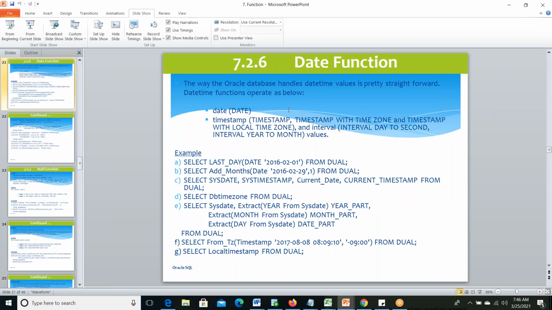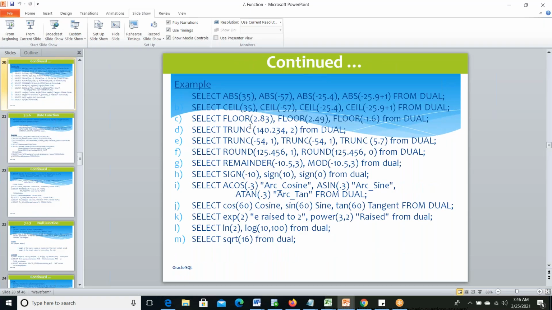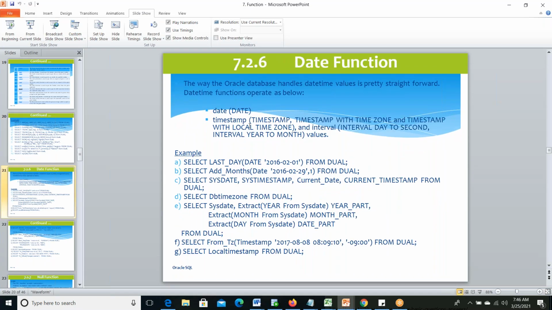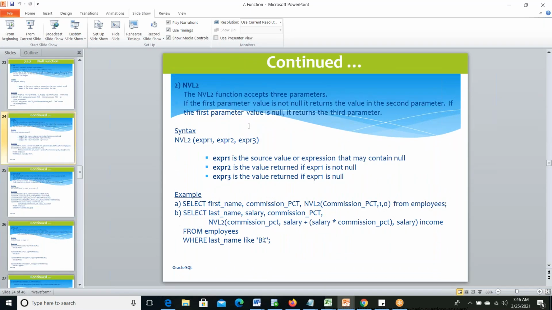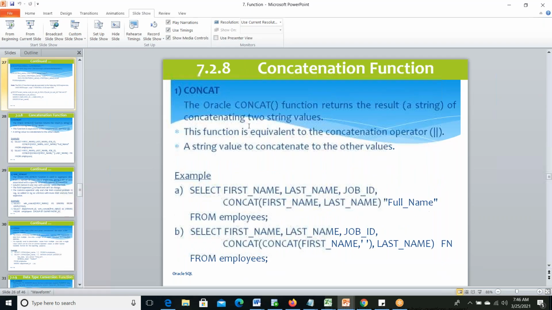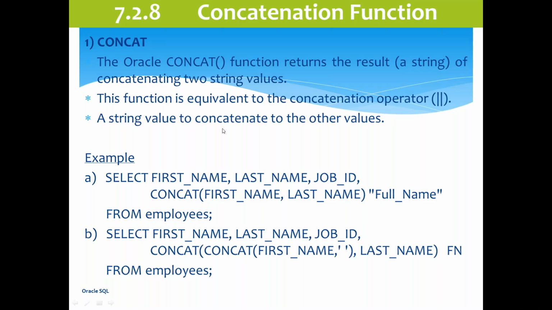Next we can do date functions, then numeric functions, and null. First we can do this concatenation function. This is a small one, we can complete it first. We already learned the concatenation operator in the operator topic. Now the same concatenation we can do using functions also. That function name is the concat function.